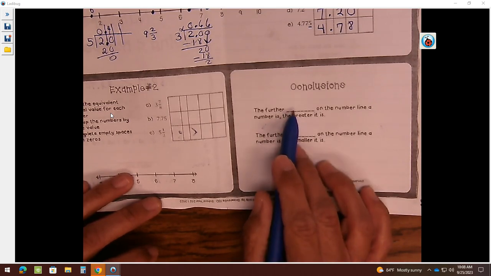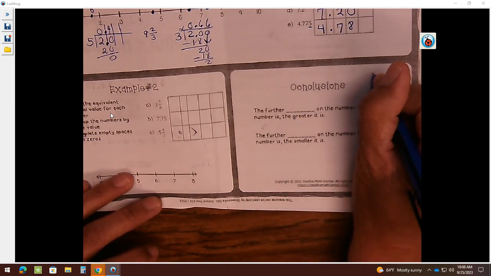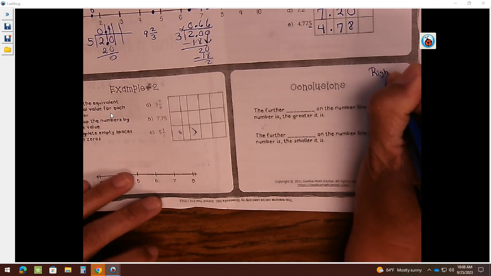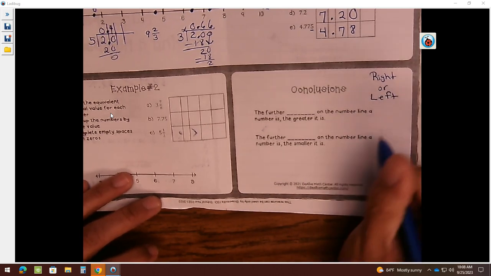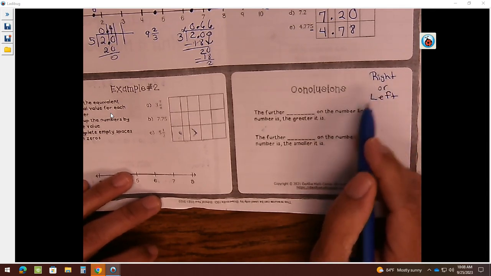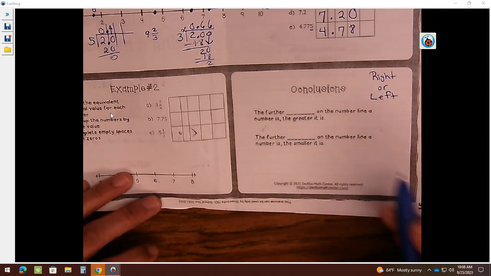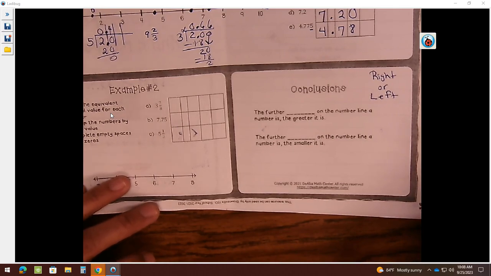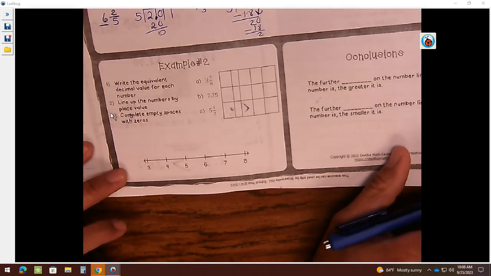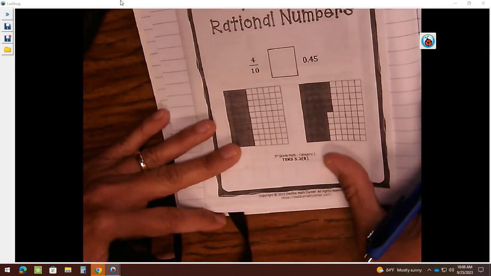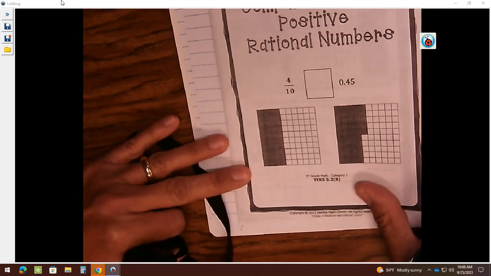Okay? So in these two sections you're going to put either the word right or left. You're going to put one of those two words on one of those spaces. If you're listening to me, you should know which one. So your homework is to change this to decimal, put it in the money table, then graph it, and then put the statements here. That's homework part 1. Let's go to the next page for homework part 2.